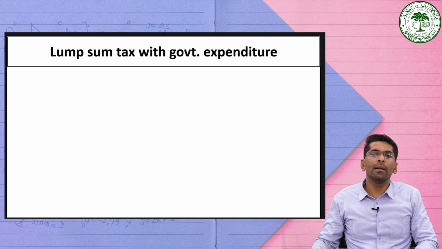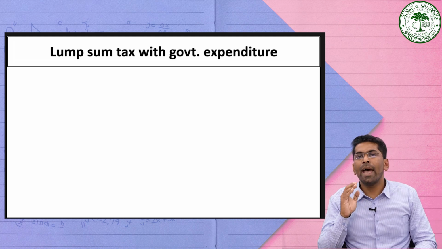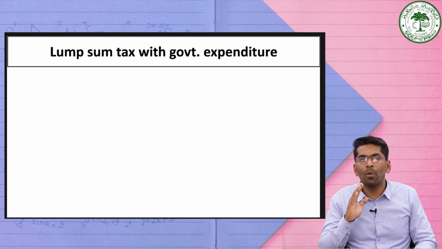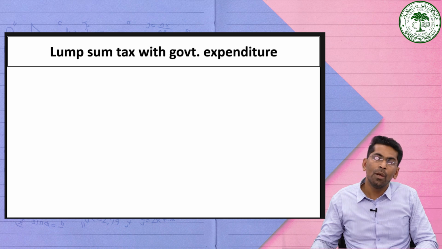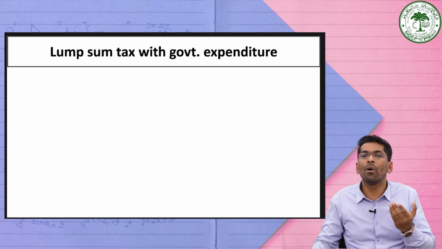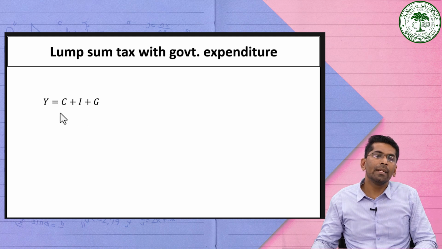Now what happens if government is going to impose a lump sum tax along with government expenditure? See, as we already explained, lump sum tax is a fixed amount of tax that is independent of the individual level of income. That means it is a fixed amount of tax which is levied on individuals regardless of their level of income or their financial status. So accordingly, we can say that this is a three-sector economy.